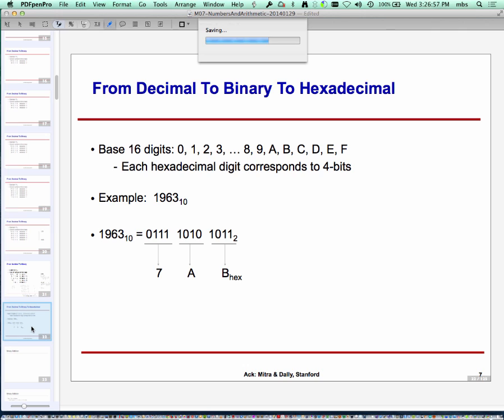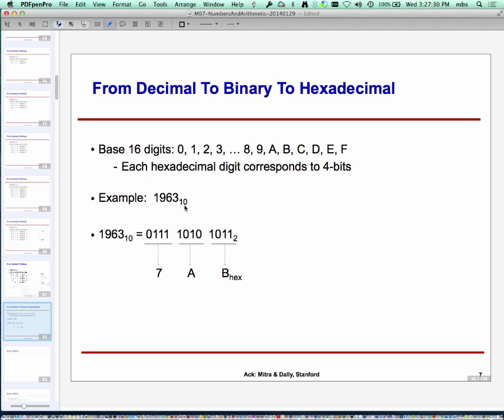And stylistically, after we hit 9, we start using A, B, C, D, and so forth. So for base 16, I need 0 through 9, and then I need A, B, C, D, E, F. I need 6 more digits, so they become A through F. So for example, F stands for 15, E stands for 14, D for 13, C for 12, B for 11, and A for 10.